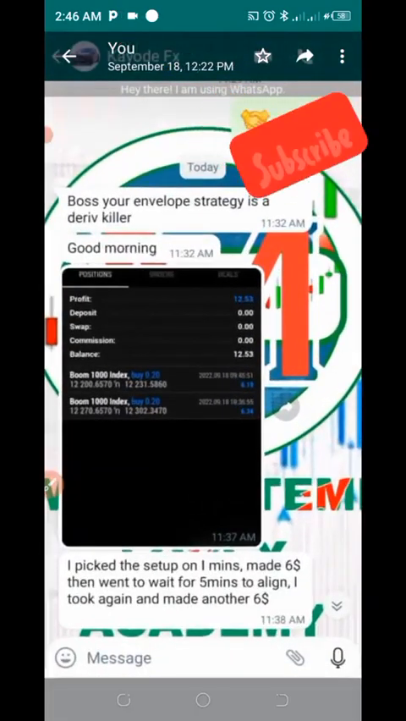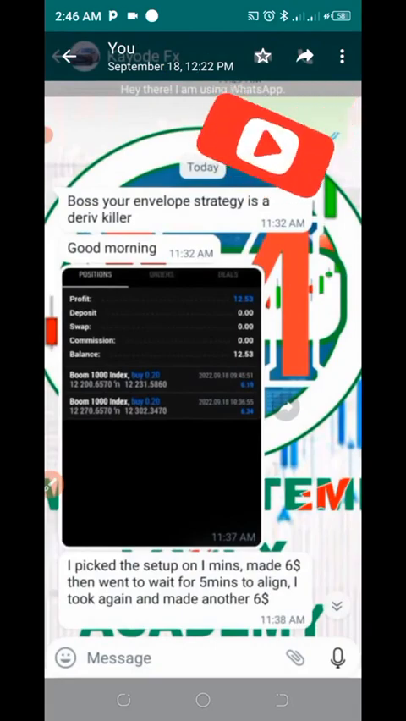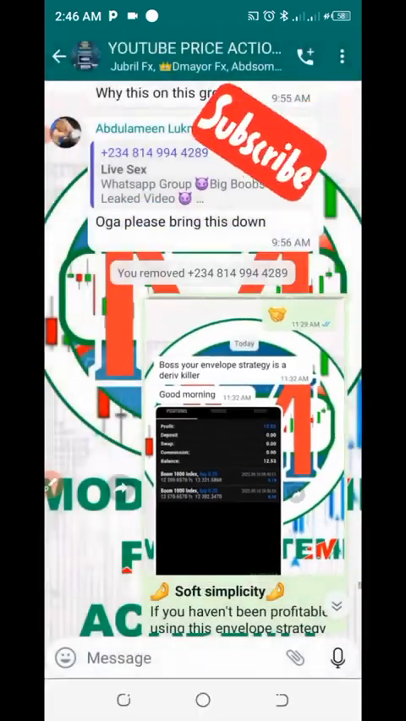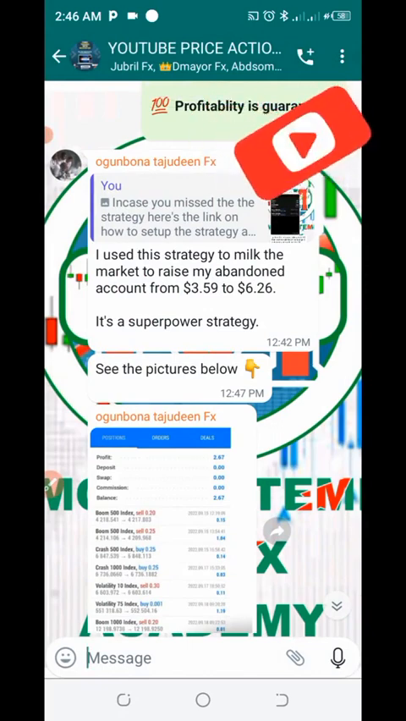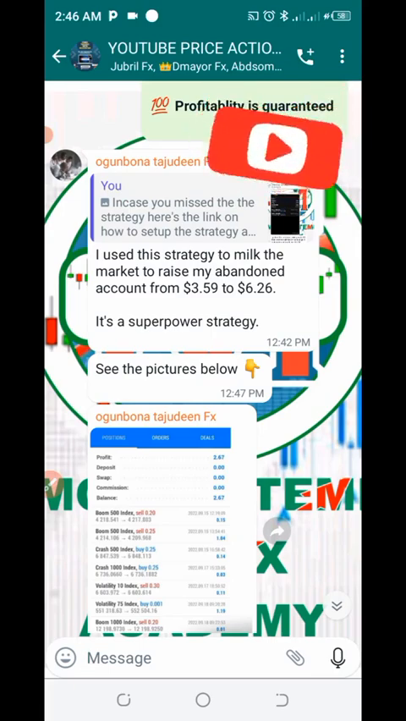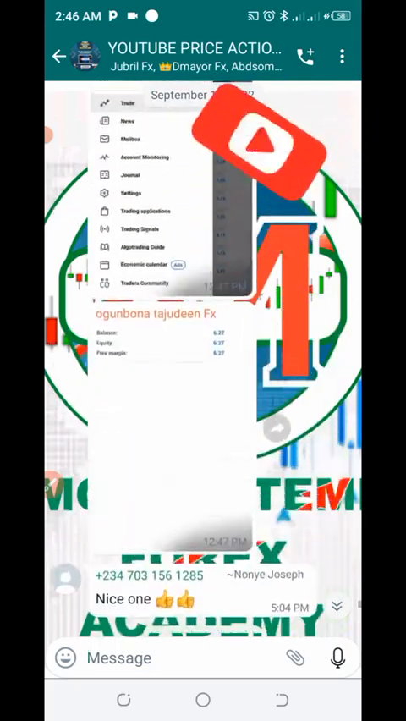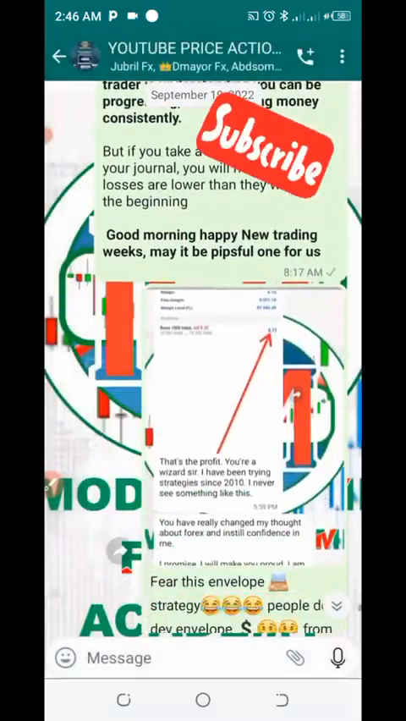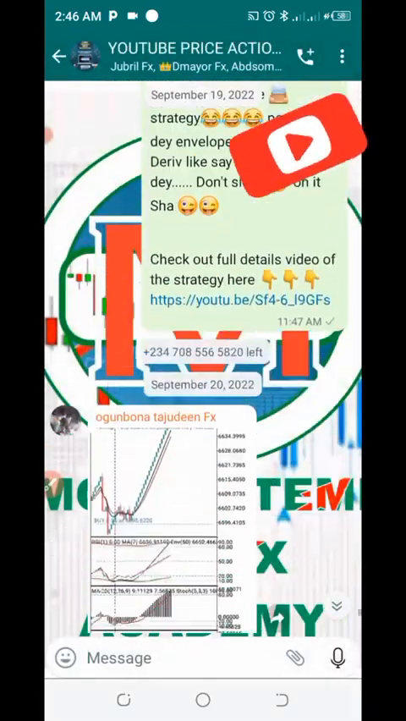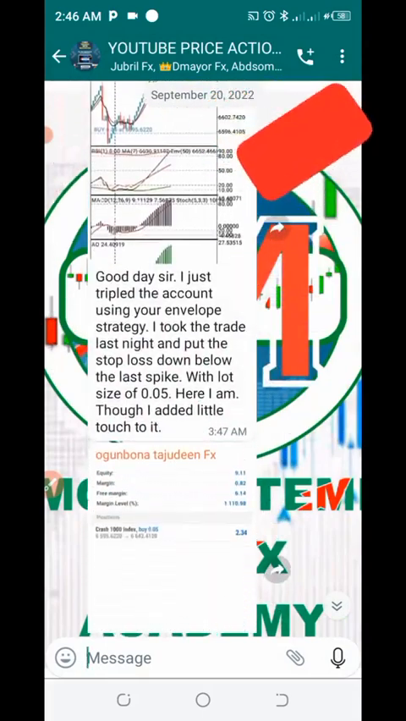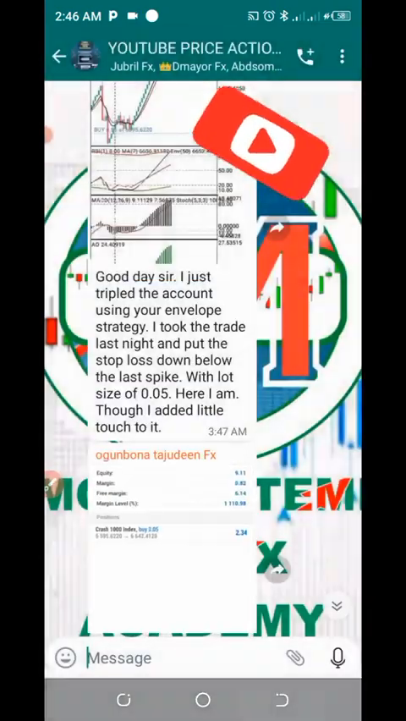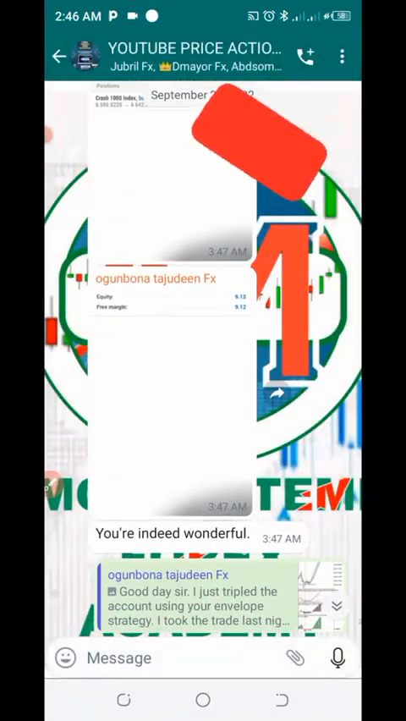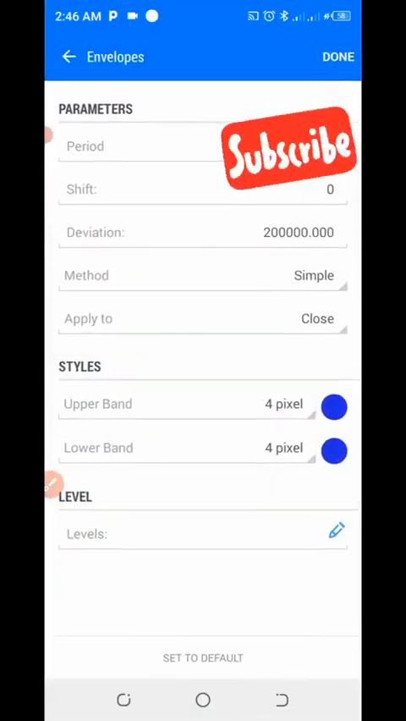So we did have this person who made $6 already with the strategy right from the very first day, and we've gotten another person who came up with his own words. Okay, this is another person: I used this strategy to raise my account from 3.59 to 6.26 that same day. The following day he took the account from that amount to 6.96 and tripled the account again. So the envelope strategy has been a very powerful strategy that people have actually been making a fortune from.